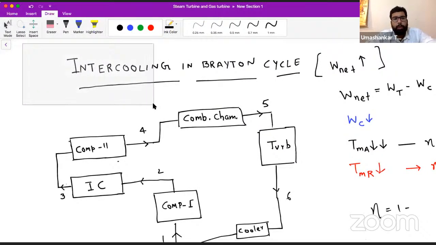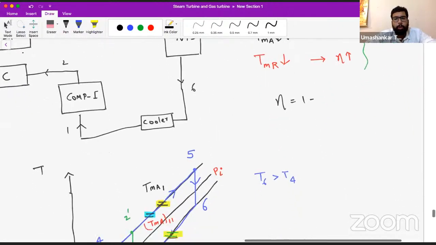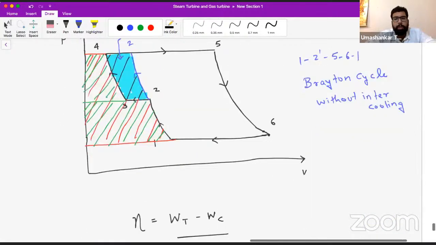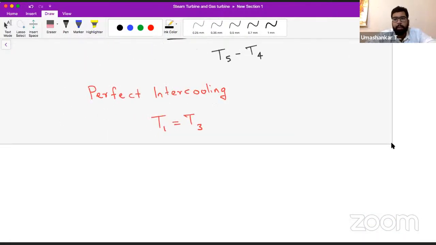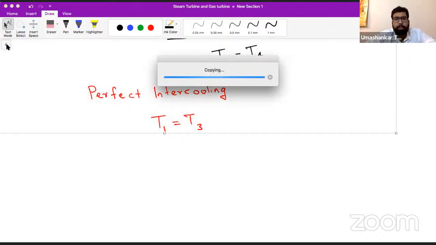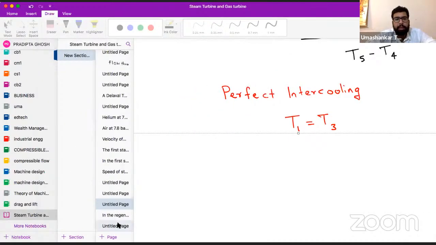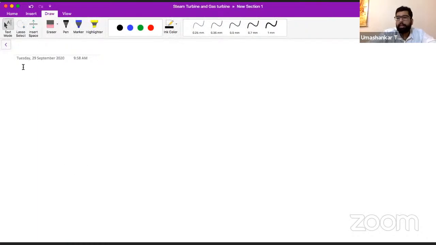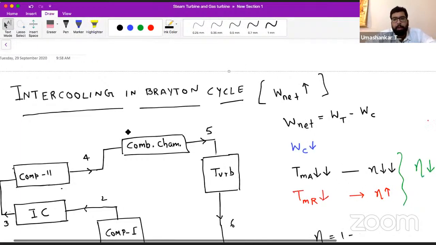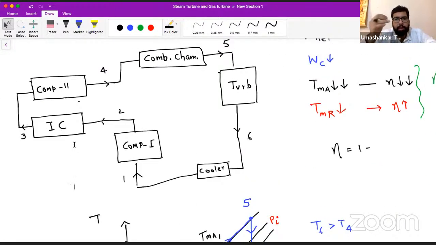In intercooling, we use an intercooler in between two stages of compression. So we use two compressors, and in between those compressors we use a constant pressure heat rejection device known as an intercooler. This is the intercooling cycle of the Brayton cycle. Let's quickly revise what we have seen. Between, you can see, we have compressor 1.